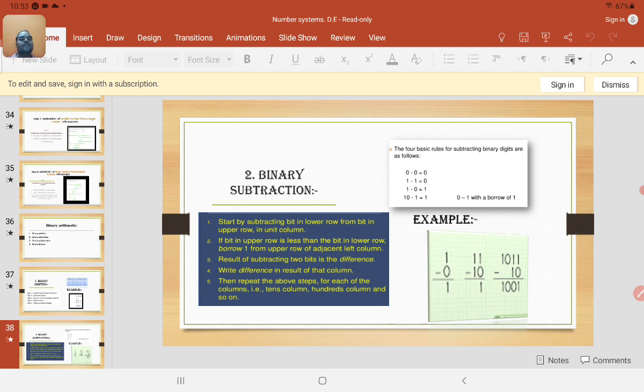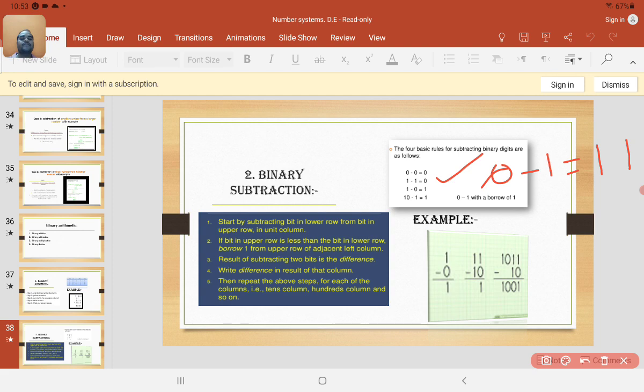Here we have to use this formula. 0 minus 0 is 0. 1 minus 1 is 0. 1 minus 0 is 1. But in the case of 0 minus 1, when we are having 0 minus 1, here we are getting 1 as a borrow and one more as the difference.